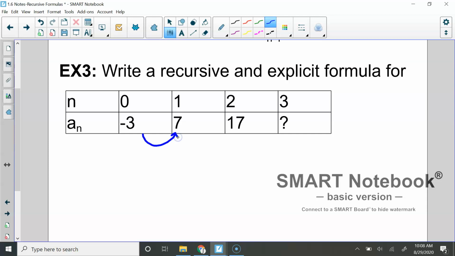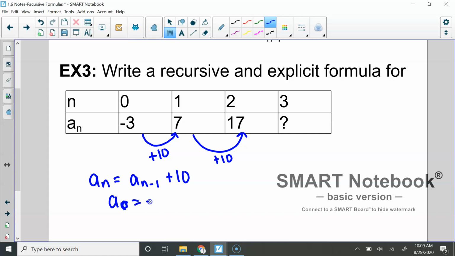then what we're looking at for the recursive is we're looking to get from a sub n, or a sub 0 to a sub 1, what do we have to do? And then to get from here to here, what do we have to do? And you can see we're going from -3 to 7, and then 7 to 17. So for these, I could add 10. Okay, so my recursive formula is going to be a sub n equals a sub n minus 1 plus 10. And then typically we'll also say a sub 0 equals -3.